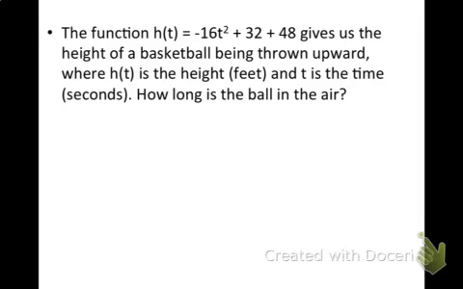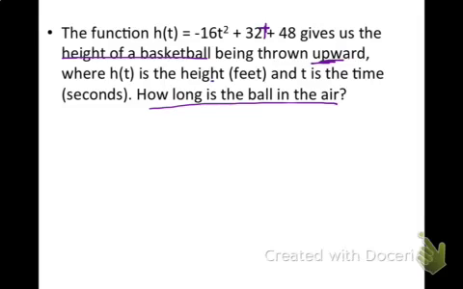So for example, a function h of t is equal to negative 16t squared plus 32t plus 48. And this function gives us the height of a basketball being thrown upward, where h of t is the height in feet and t is the time in seconds. How long is the ball in the air?